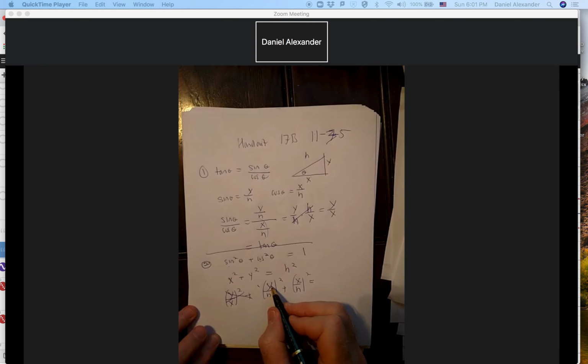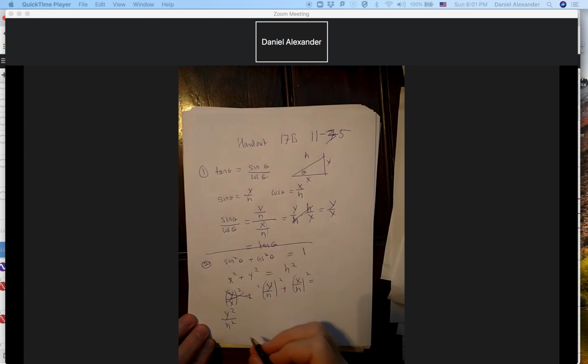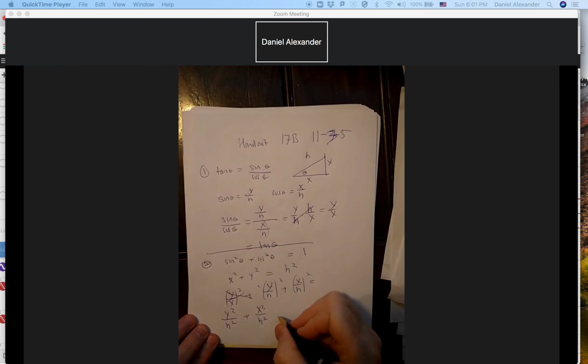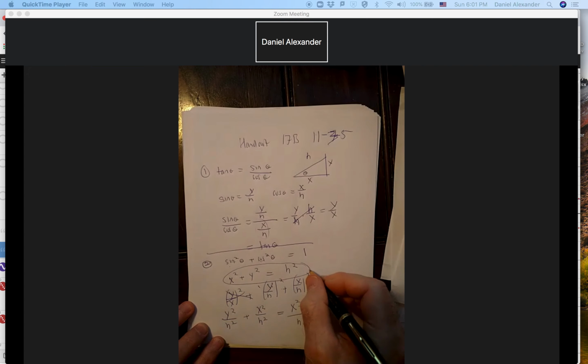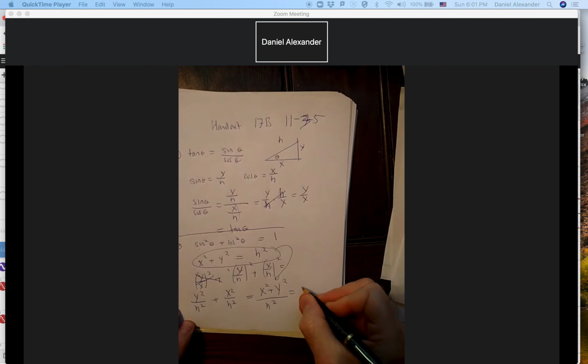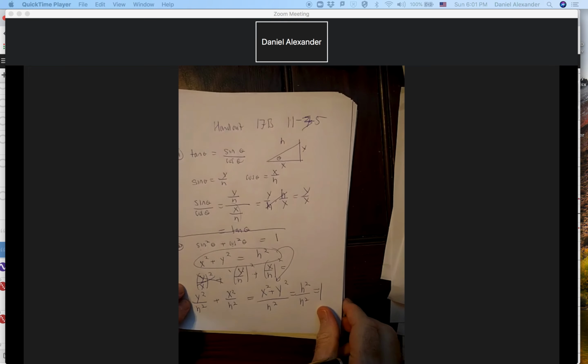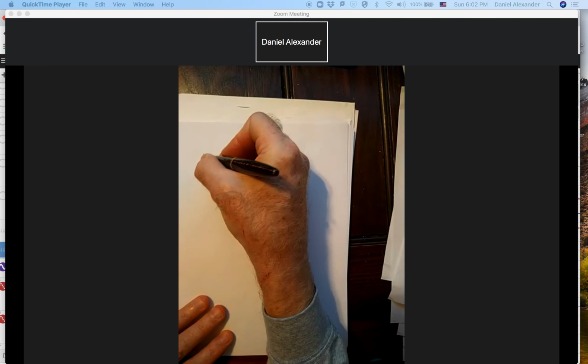So I'm going to get y squared over h squared for the sine. For the cosine, I get x squared over h squared. Now, that's going to be equal to x squared plus y squared over h squared. Now, notice I go back over here. What's x squared plus y squared equal to? Well, that's equal to h squared. So I just put h squared here, and I get that over 1. Okay, so I'm going to repeat something about this. This is very important.